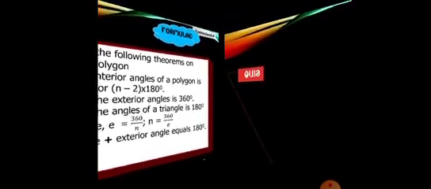Now let's go straight to the questions. But before the questions, I want to have a quiz. Look at the question that will come up now. The sum of the angles of a regular polygon is 2520 degrees. How many sides does this polygon have?